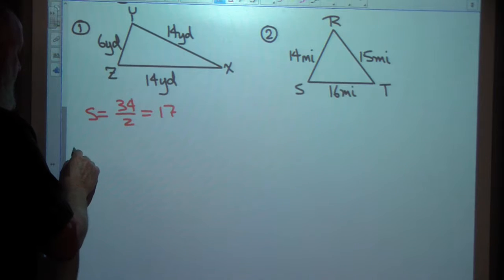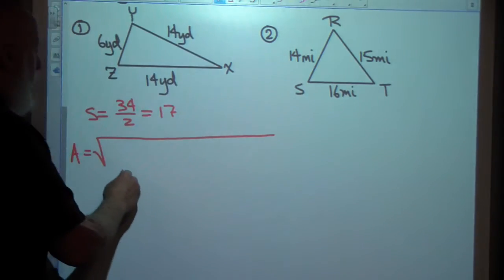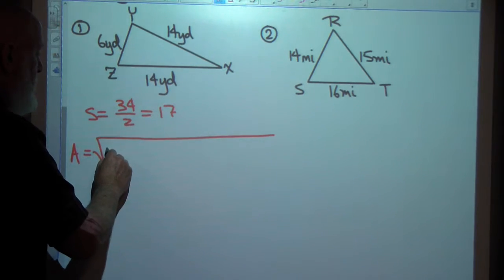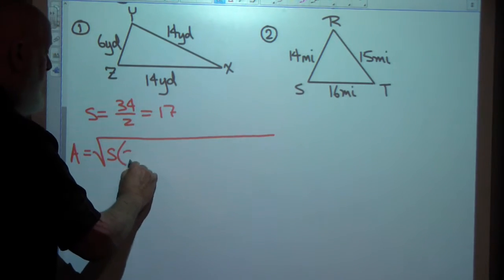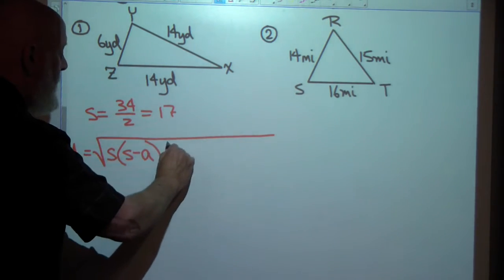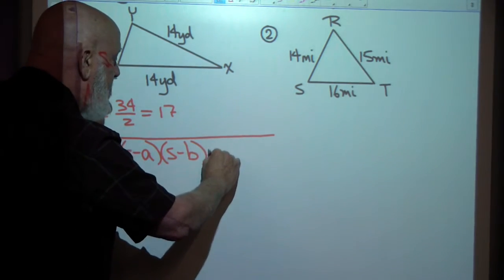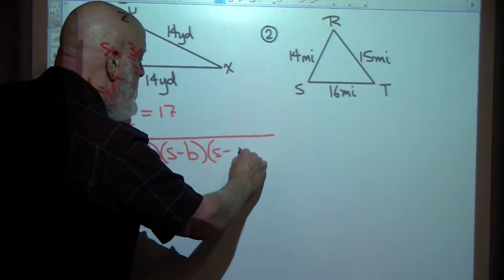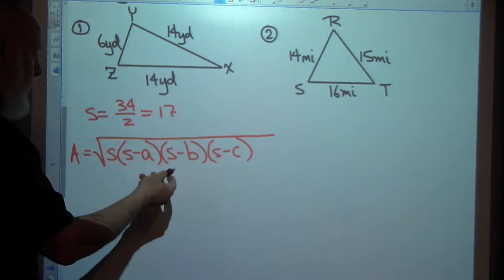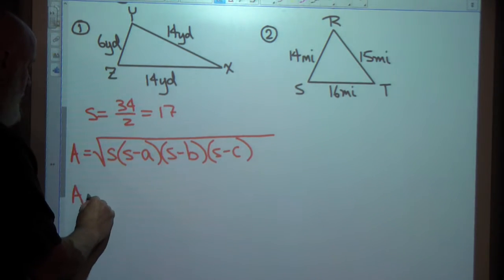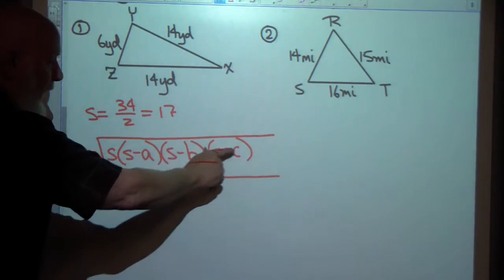I was going to say that the area is the square root of S times S minus A times S minus B times S minus C, where A, B, and C are the lengths of the sides of the triangle. Here it's going to be X, Y, and Z, but it's just the length of the sides of the triangle. So here we go. It doesn't have to be A, B, and C, it's just the sides of the triangle.